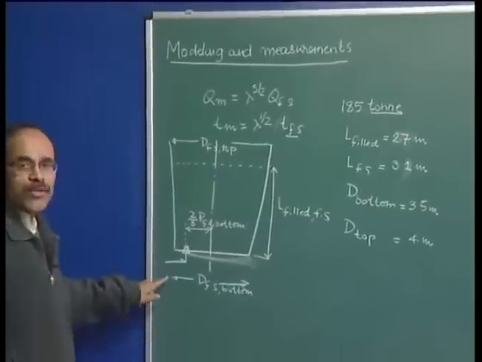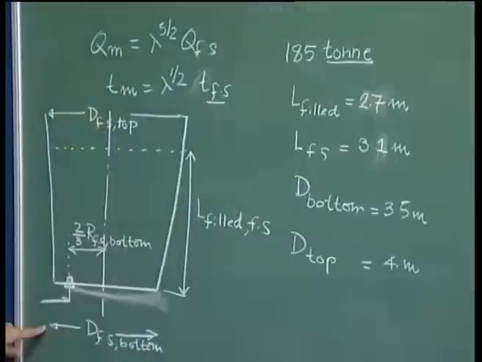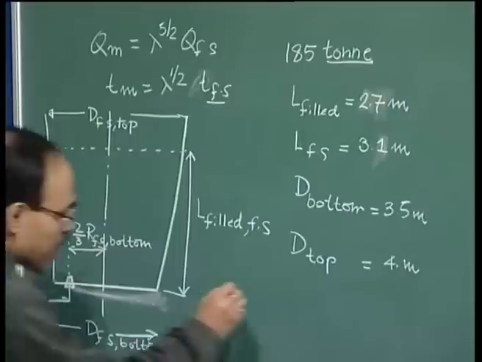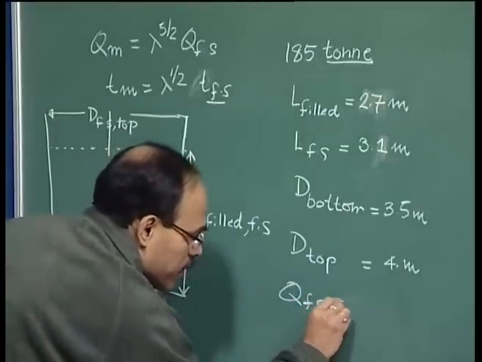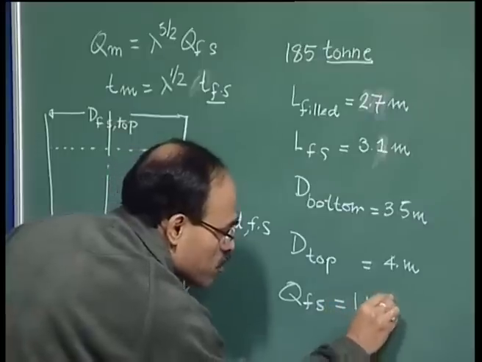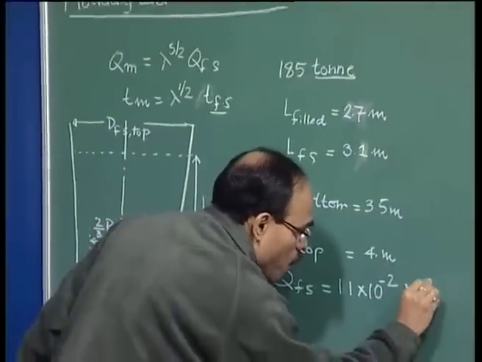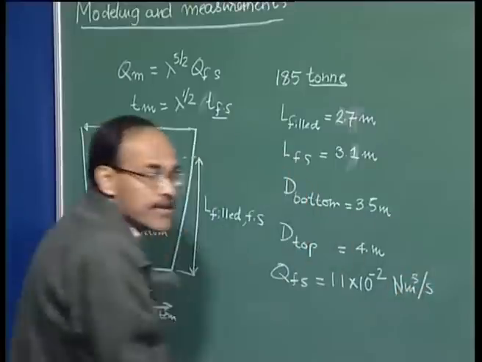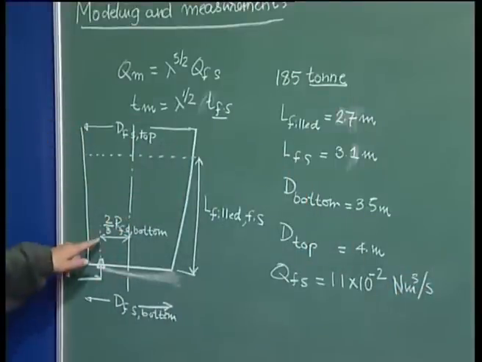In the plant, most of the time the flow rate is going to be given in terms of normal meter cube. So, the gas flow rate Q full scale, which is given, is 1.1 into 10 raised to the power minus 2 normal meter cube per second. These are the characteristics which are given, and of course, the plug is located.